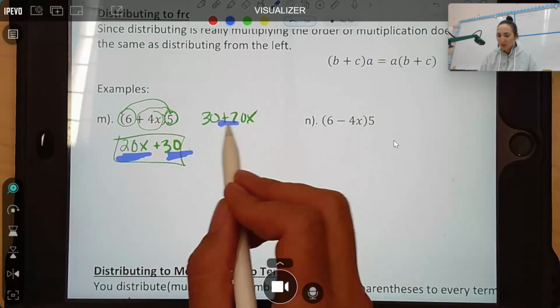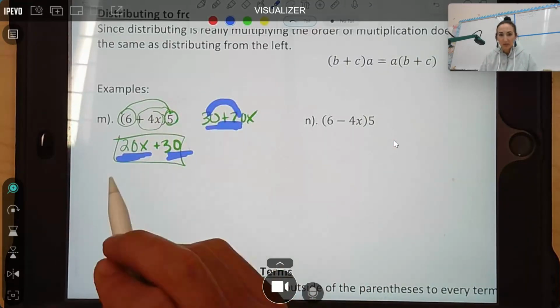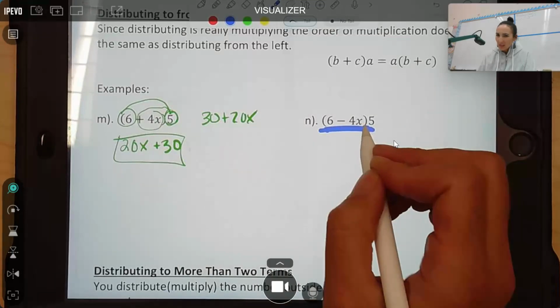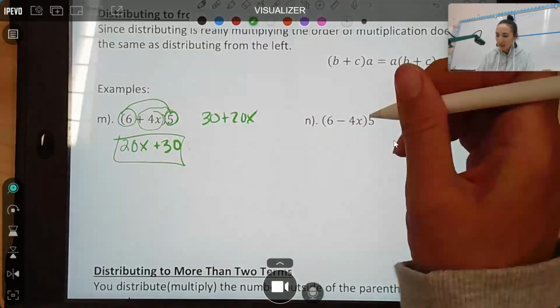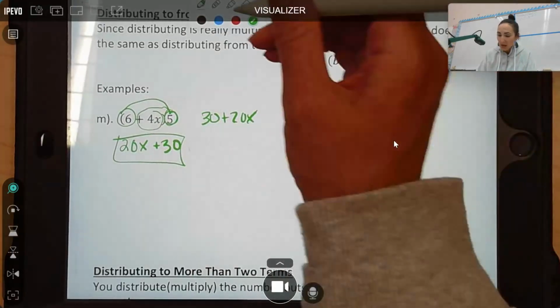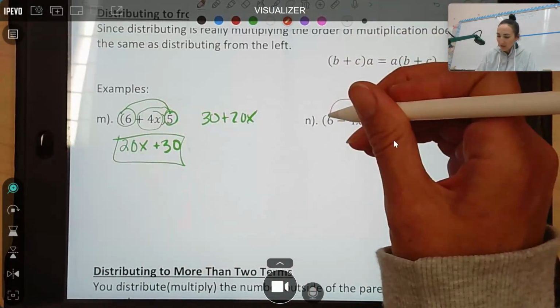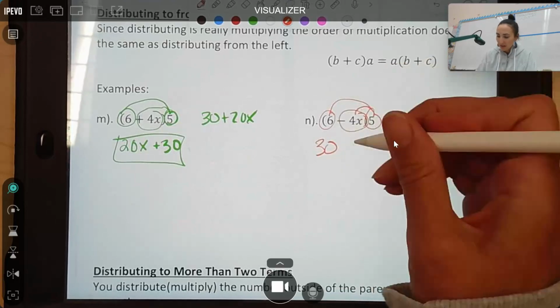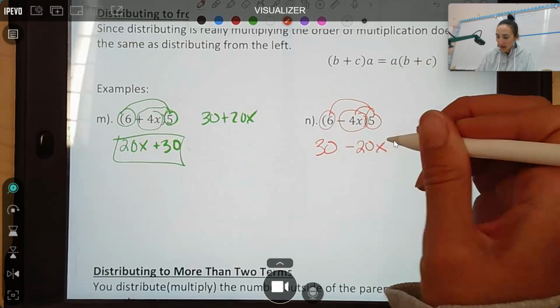And since this was just adding though, I could just switch places. So I could just switch the order. But now this one, I'm going to pretend that I didn't know the proper order. And I'm going to just do this 5 times 6 first, and I get 30. And then the 5 times -4, and I get negative 20x.